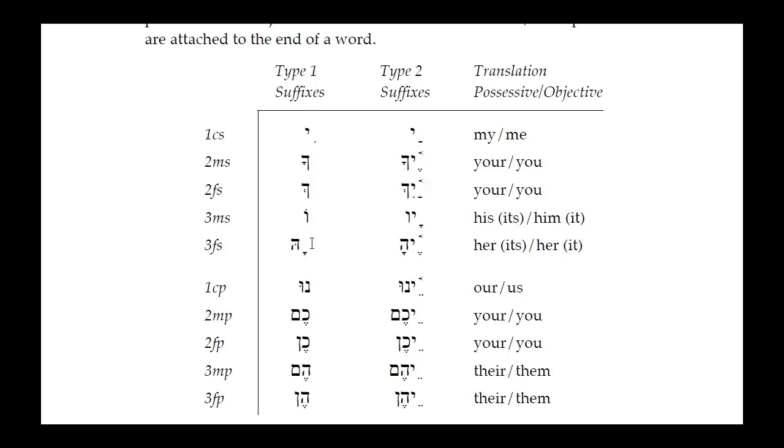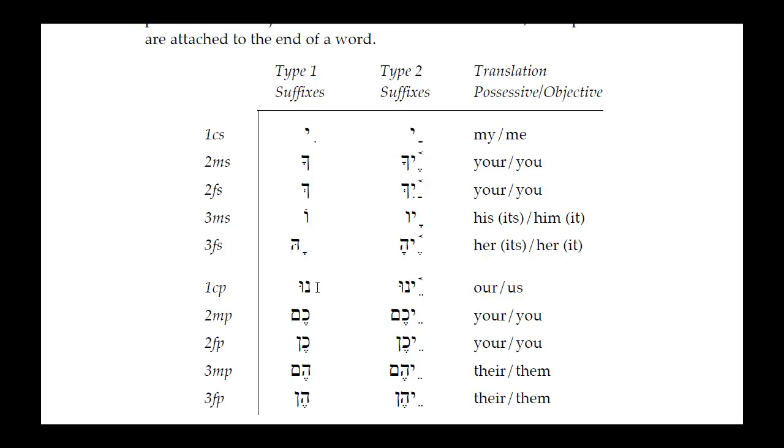Then you have the third feminine singular, which is a qamets and a hey with a little dot. We went briefly over this last chapter with the mappiq. This little dot in this hey is called a mappiq. This tells us that this qamets hey, this hey with the mappiq, is a third feminine singular pronominal suffix. That would be her book, if we were putting it onto the word sefer for book.